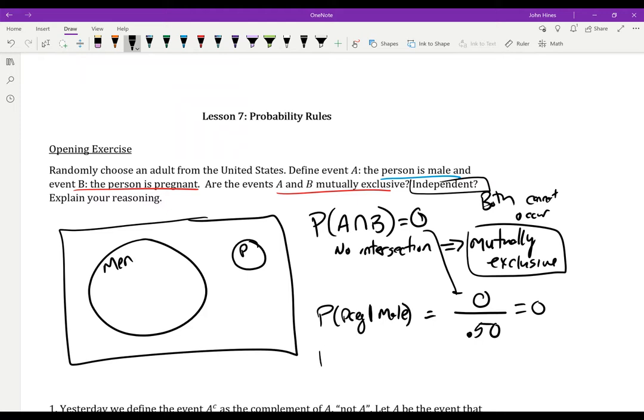So are these events independent? Well, no, because that doesn't equal the probability of someone being pregnant. There's not 0% of the world that is pregnant right now. So these events are not independent. And that's going to happen every time. If you're mutually exclusive, you cannot be independent. They're two different ideas, but you got to make sure you get them organized. Independence means they don't affect each other. They don't change the probability of the other one occurring. Mutually exclusive just means they both cannot occur.